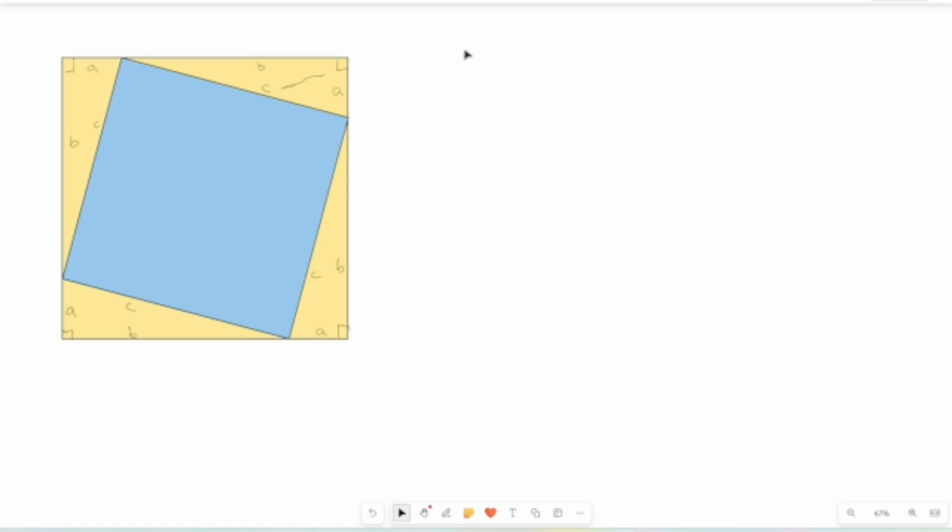First of all, what's the area of the big yellow square on its own without the blue square in it? Well, the length of a side is A plus B in each case. B plus A here, B plus A, and B plus A. So the length of one side is A plus B. It doesn't matter which way around we put it. And if we square that, we get the area of the big square.